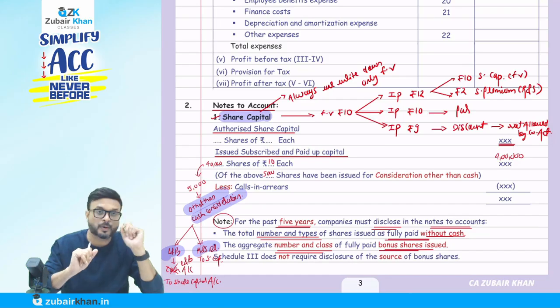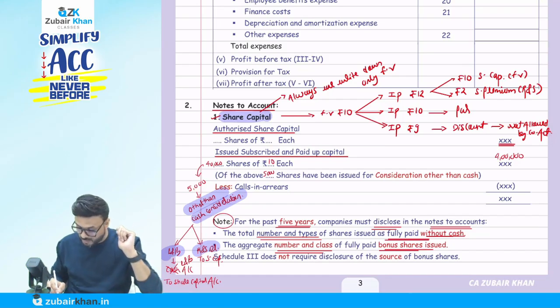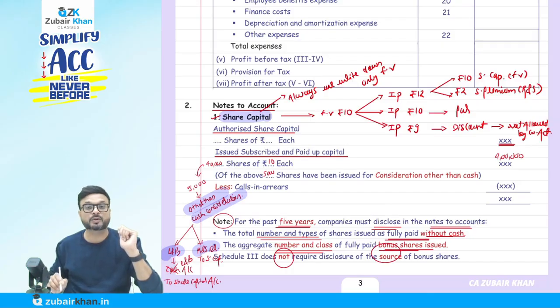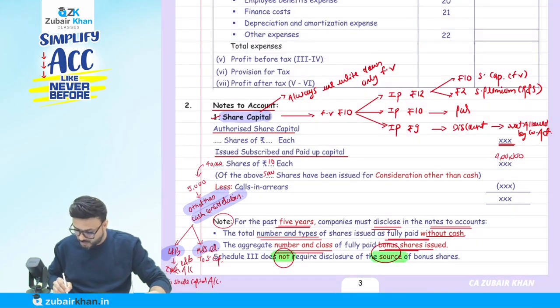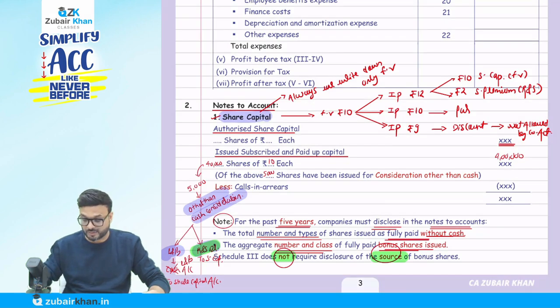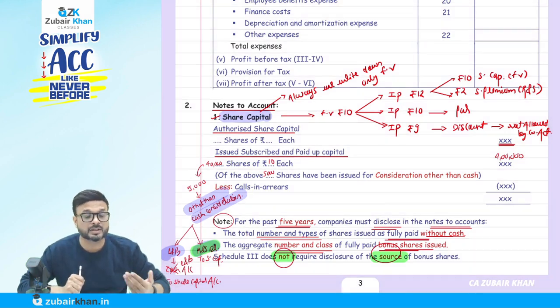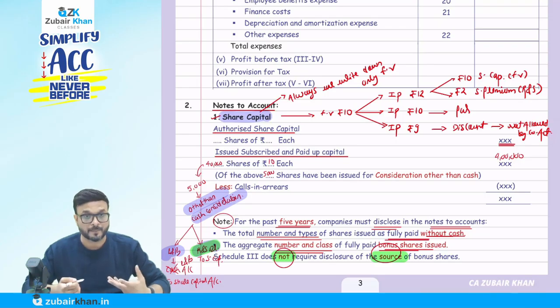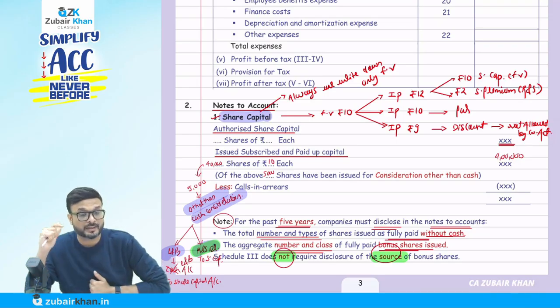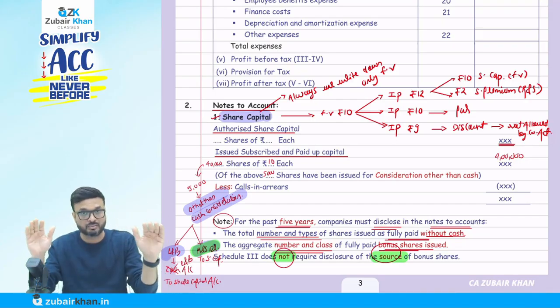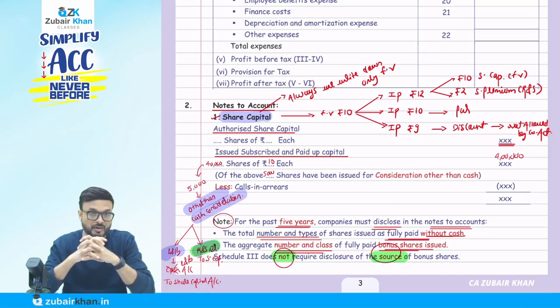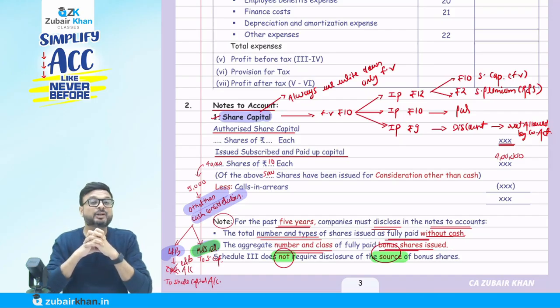Now, a very important point. They say Schedule 3 does not require the disclosure of the source. Now, what does it mean? They tell us to mention how many shares we have issued other than cash consideration, and we have to mention that. But I am saying there is no need to mention the source.